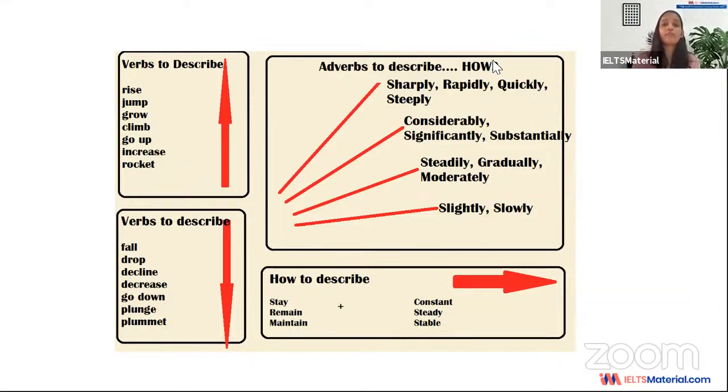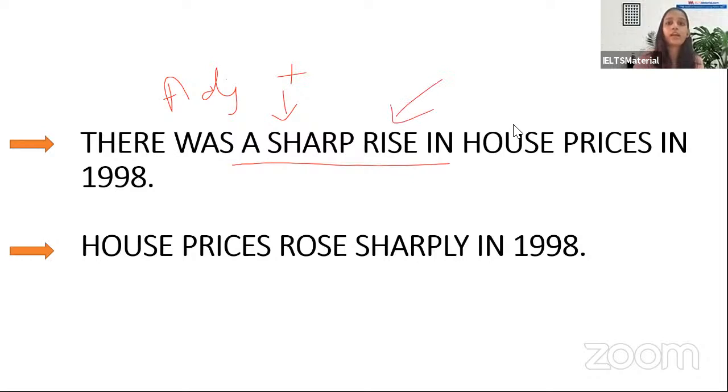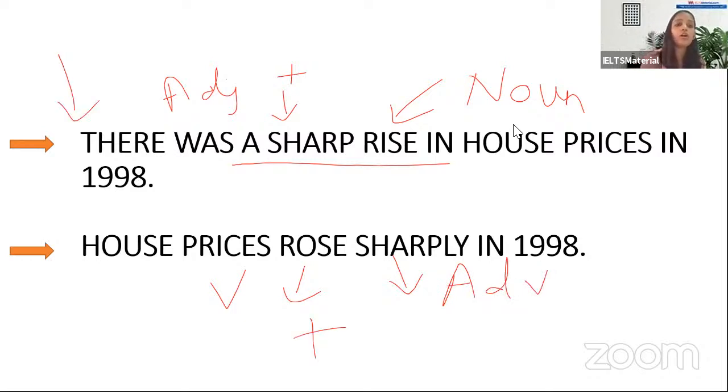Now let's learn one more thing. How do we differentiate between adjective and the adverb? So in the first sentence, you will see a sharp rise. This is adjective plus noun. So you can write it in this manner, or number 2: this is your verb and this is your adverb, right? So you can show in this manner or the other way. They both are correct. So you should definitely try to show variation. And of course, you will score more in the lexical resources.